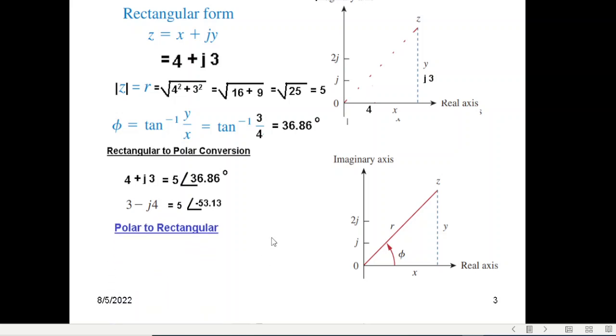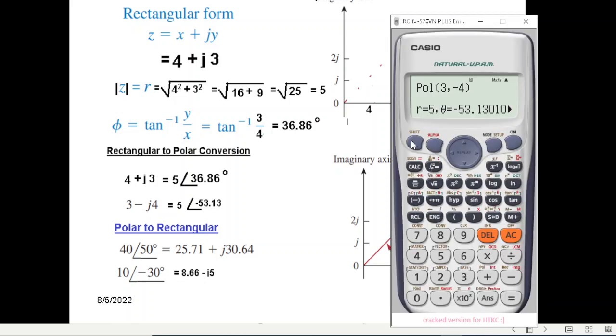Now, how do you convert from polar to rectangular? Similar technique. If we have, let's say, 40 angle 50, we will get this answer in rectangular form. And if we have, let's say, 10 angle minus 30, we'll get this answer. Now let's see again.